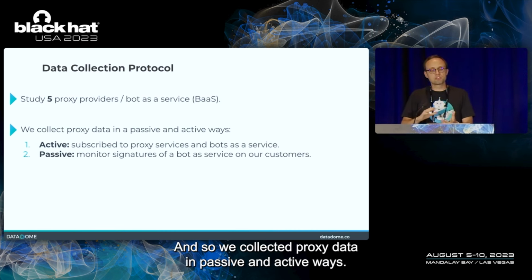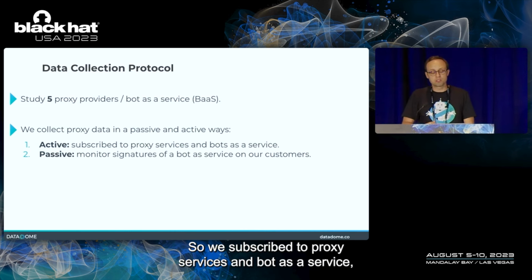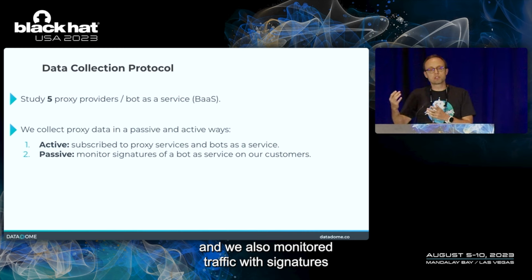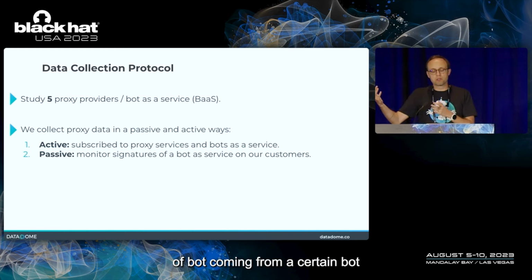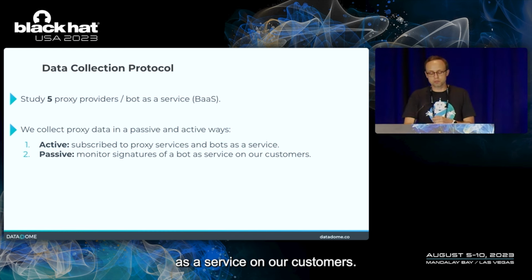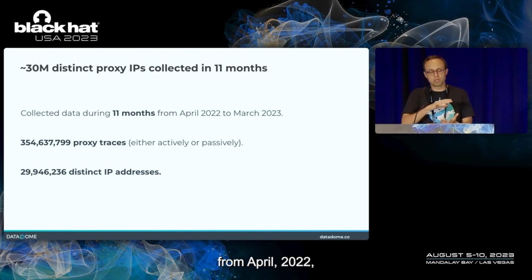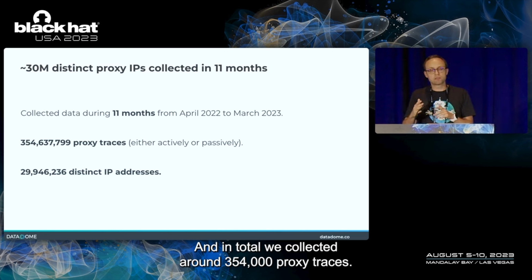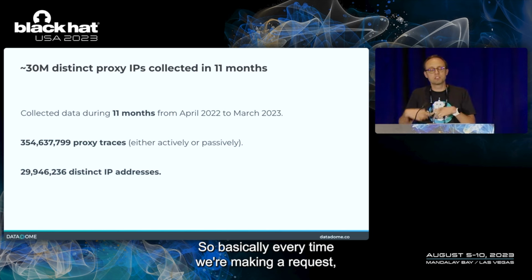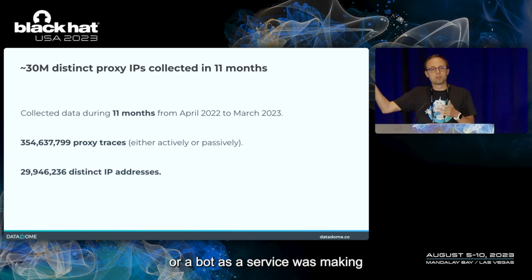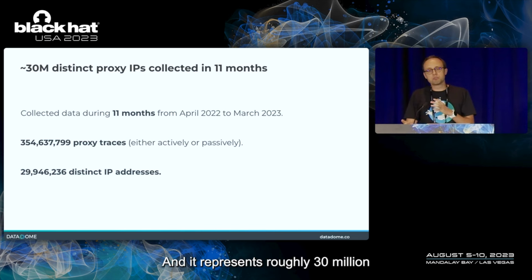And so we collected proxy data in passive and active ways. We subscribed to proxy services and bot as a service, and we also monitored traffic with signatures of bots coming from a certain bot as a service on our customers. We did it during 11 months, from April 2022 to March 2023. In total, we collected around 354,000 proxy traces. Basically, every time a bot as a service was making a request to one of our customers, we were tracking it. And it represents roughly 30 million distinct proxy IP addresses.